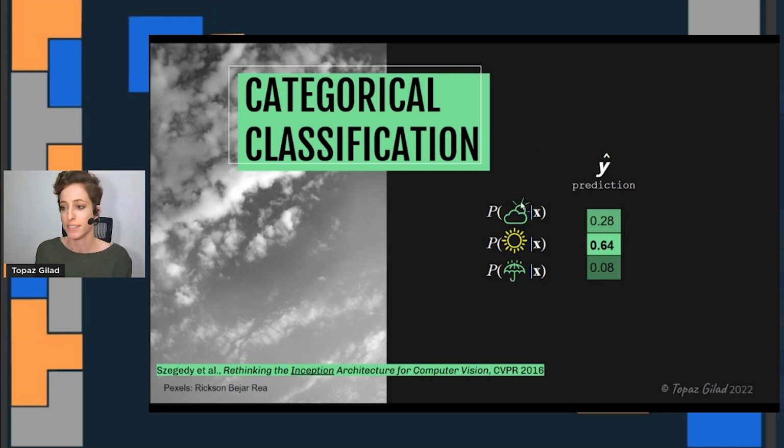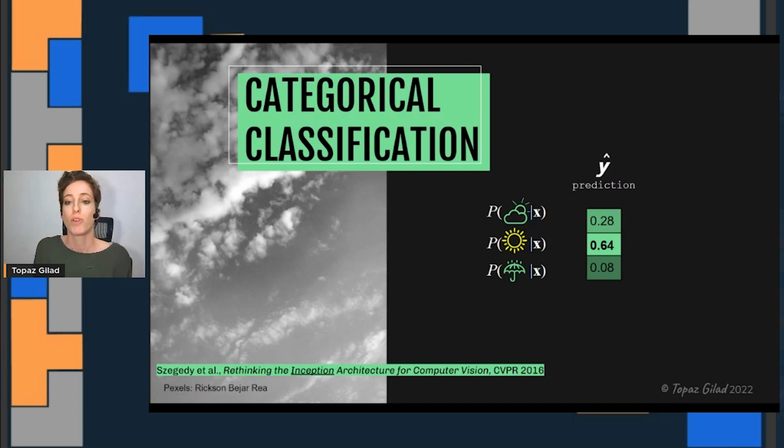So we have discrete targets, cloudy, sunny, rainy, and we output a prediction that tries to describe the probability of each option given an input measurement X. So if we use softmax as our last activation layer, we will get a prediction where each entry is between 0 and 1 and the entire vector sums into 1. So basically by doing that, we assume that our categories are mutually exclusive.